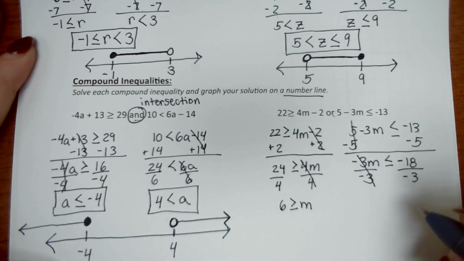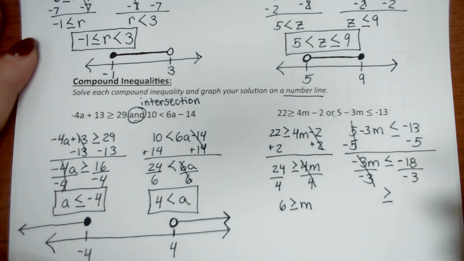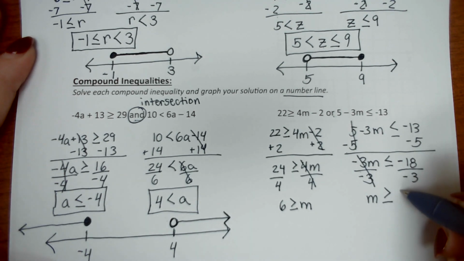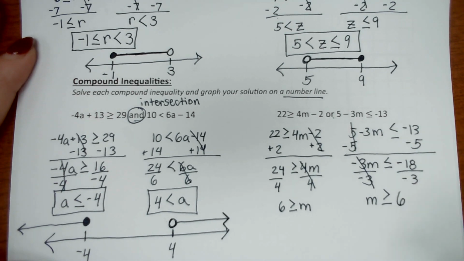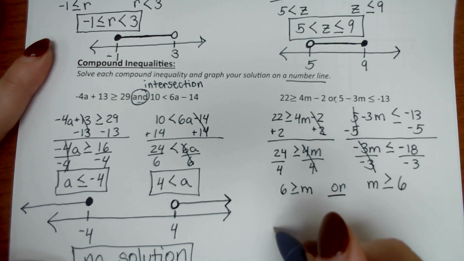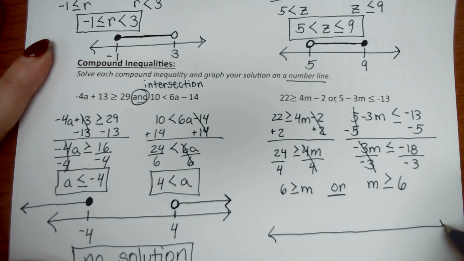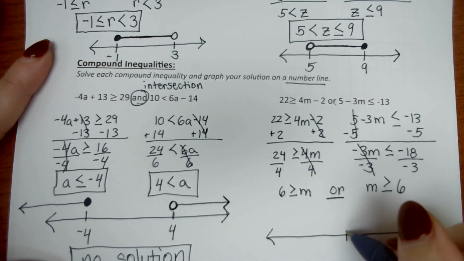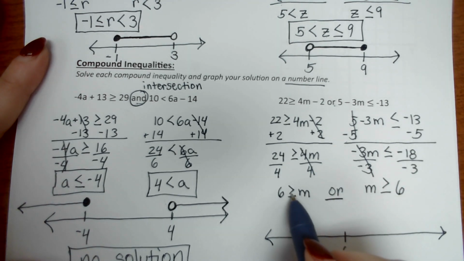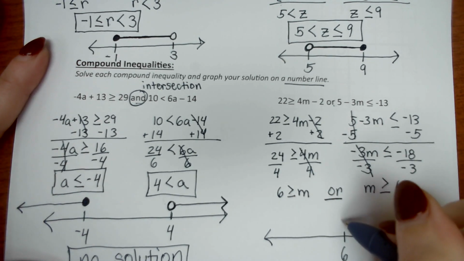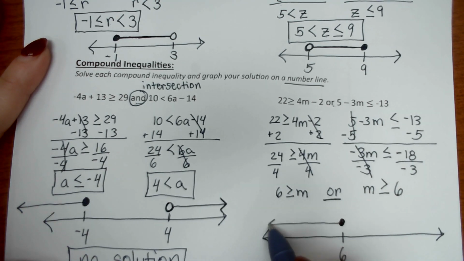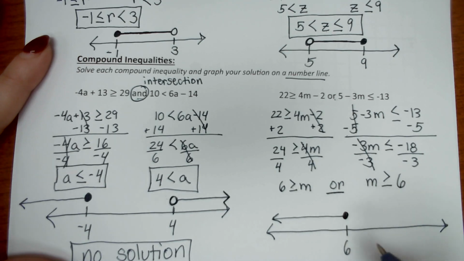Now we divided by a negative, so we need to flip our symbol. So m is greater than or equal to 6. Now, this is an or statement. So it's telling us that m could be any number that is less than or equal to 6. So we're going to do a closed circle, and our arrow goes to the left to represent the numbers less than or equal to 6.